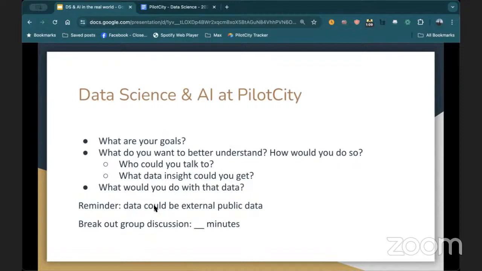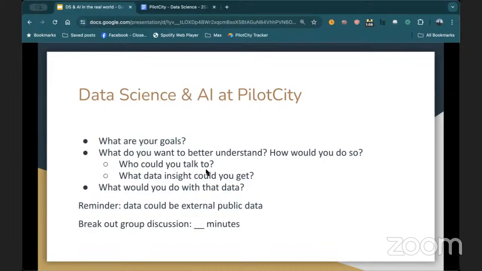All right, so now I want to try an exercise, and maybe we can take about 10 minutes here. These questions are focused on data science, but you could also do some AI brainstorming. So think about what your goals are, what you want to better understand, and how you would do so.